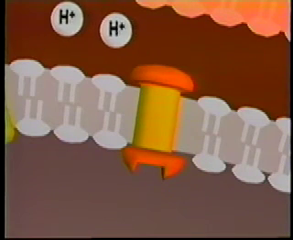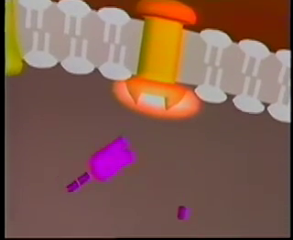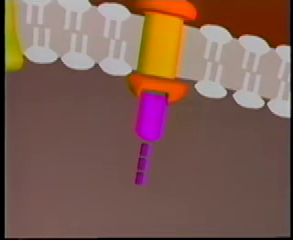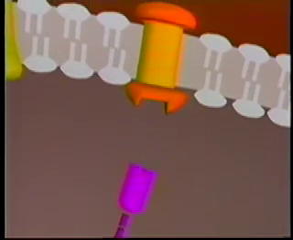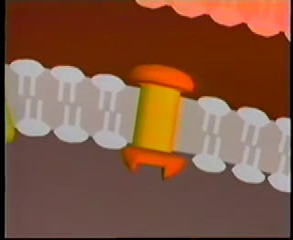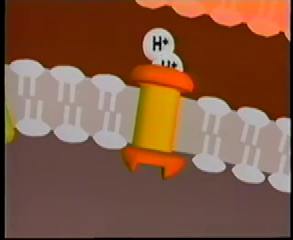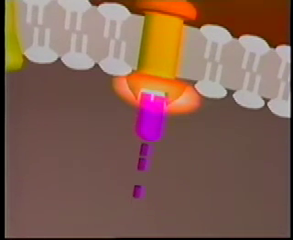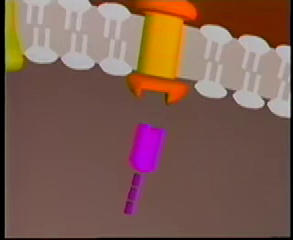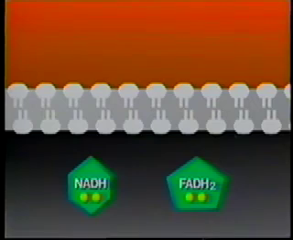Evidence suggests that the potential energy across the membrane is utilized when pairs of hydrogen ions move through special channels in the membrane. In so doing, each pair activates an enzyme on the matrix side of the channel. Finally, this enzyme catalyzes the reaction of ADP with a phosphate group to synthesize ATP.